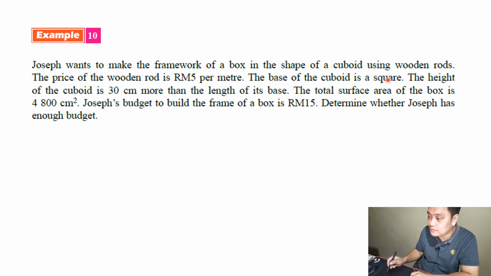The base of the cuboid is a square. The height of the cuboid is 30 centimeters more than the length of its base. And you are given the total surface area of the box is 4,800 centimeters square. Okay, given Joseph's budget to build the frame of the box is 15 ringgit. Okay, then determine whether Joseph has enough budget.